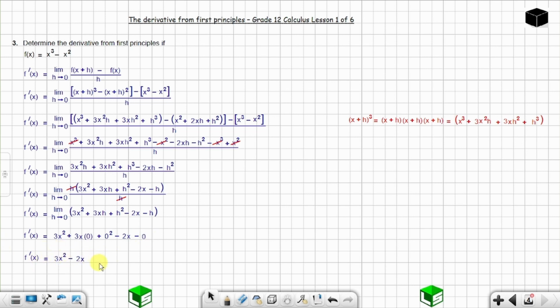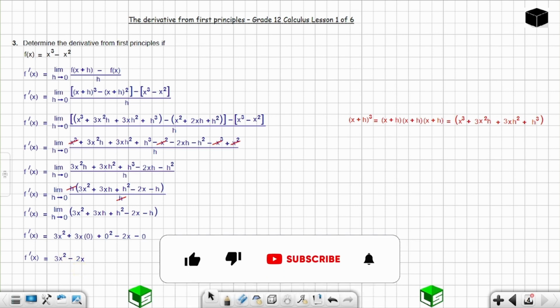You can see that if you use the laws of differentiation, you're going to have 3x squared minus 2x as you have it. So we are done with lesson 1 of 6.